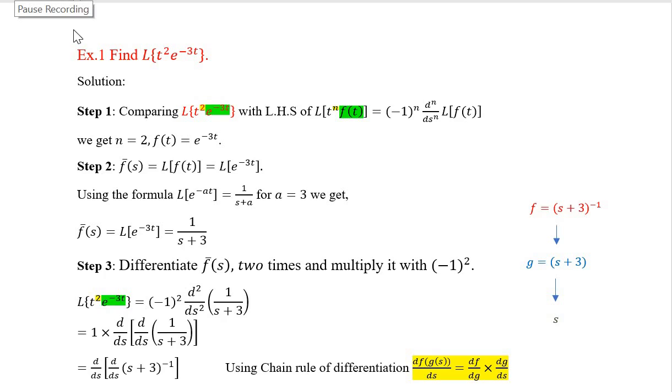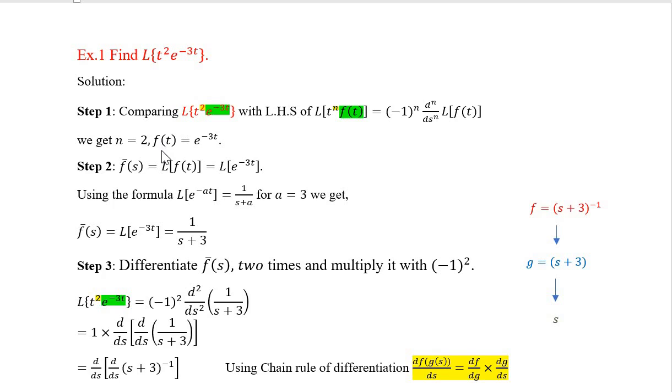Let us understand the property by means of this example. Find Laplace of t square into e raised to minus 3t. Comparing Laplace of t square e raised to minus 3t with the left hand side of this formula, Laplace of t raised to n into f of t equal to minus 1 raised to n into d^n upon ds^n of Laplace of f of t, we get the value of n is 2 and the value of f of t is e raised to minus 3t.